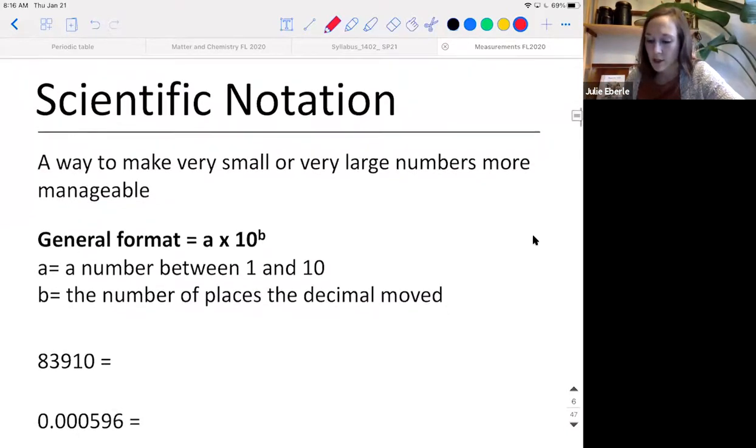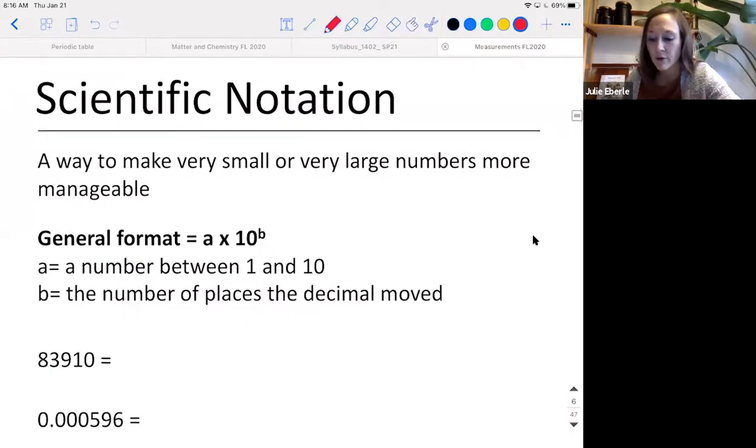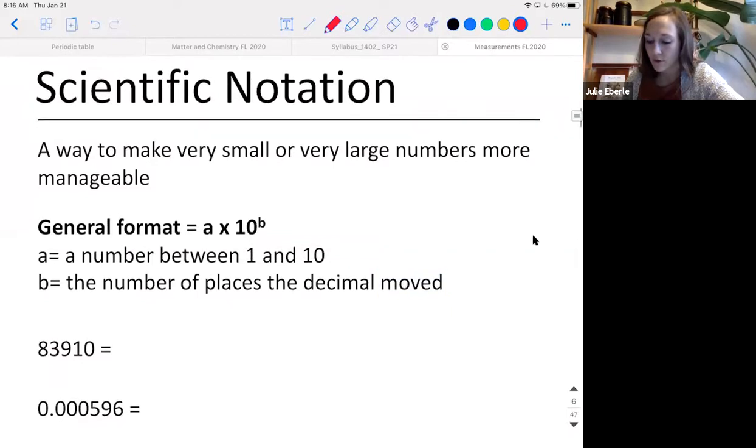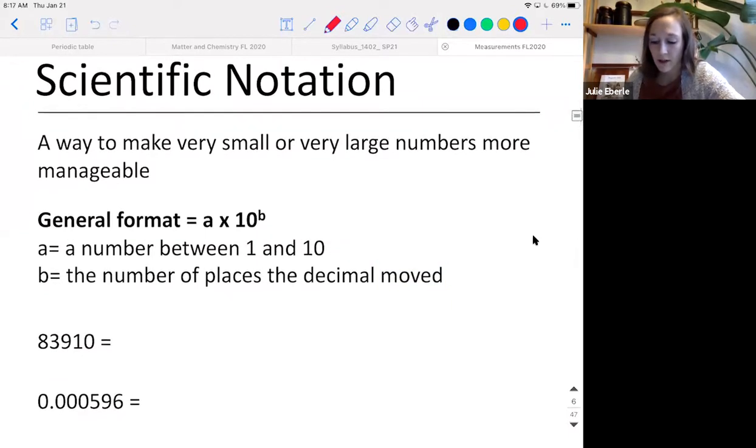So scientific notation, hopefully this is a review for some of you. If this is brand new, that's okay. But hopefully it's just a good little review of something you're already familiar with. But what is it important for? Why do we need scientific notation? It is a way to make very small or very large numbers more manageable, okay?